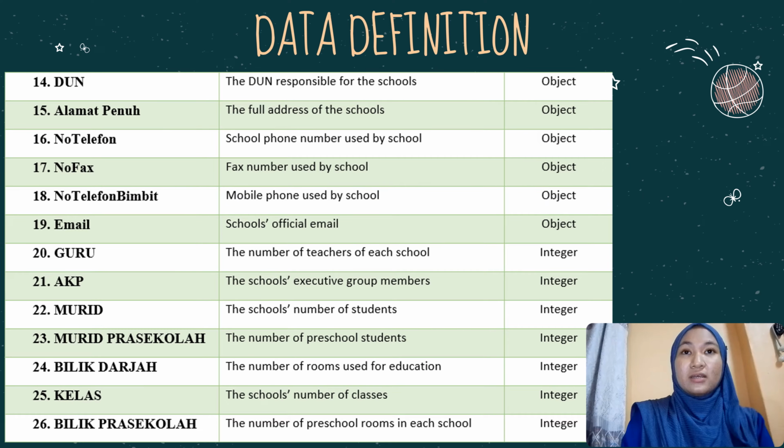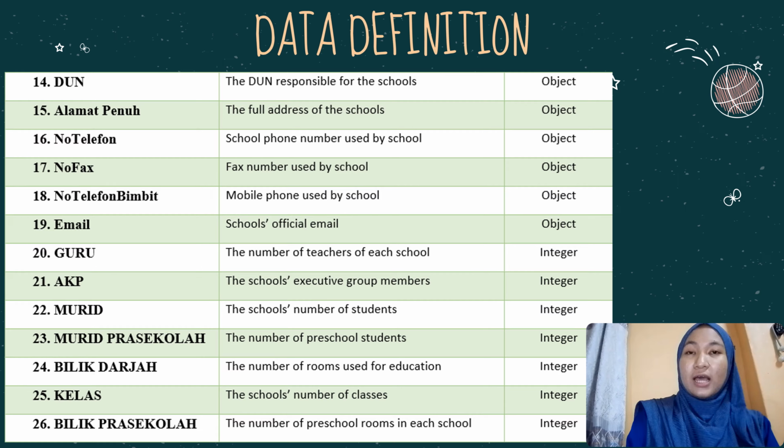Data number 14, DUN, the DUN that is responsible for the schools. Alamat penuh, the full address of the schools. No telefon, the school phone number. No fax, the fax number used by the school. No telefon bimbit, the mobile phone used by the school. Email, the school's official email. The DUN to email data is where the data type is object.